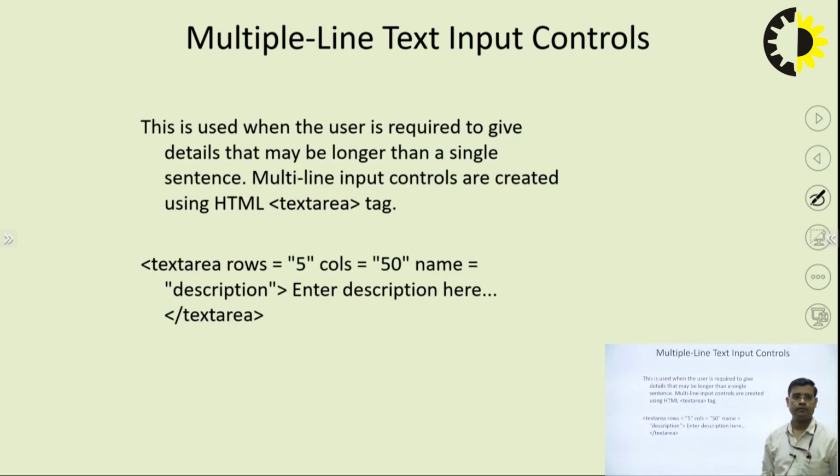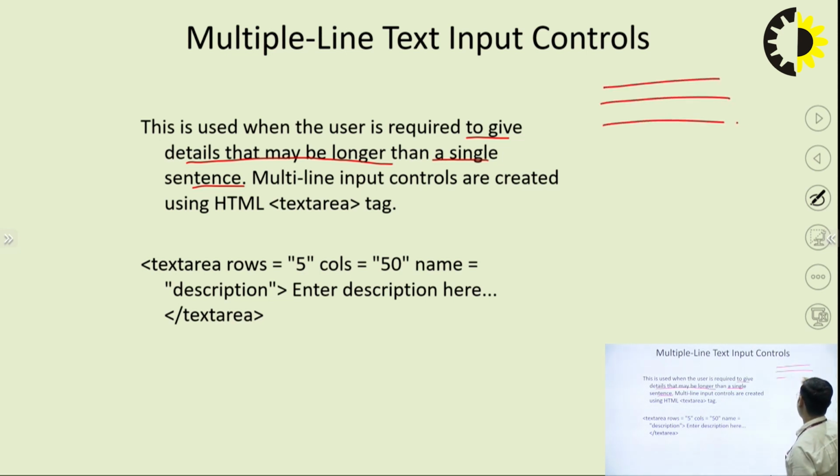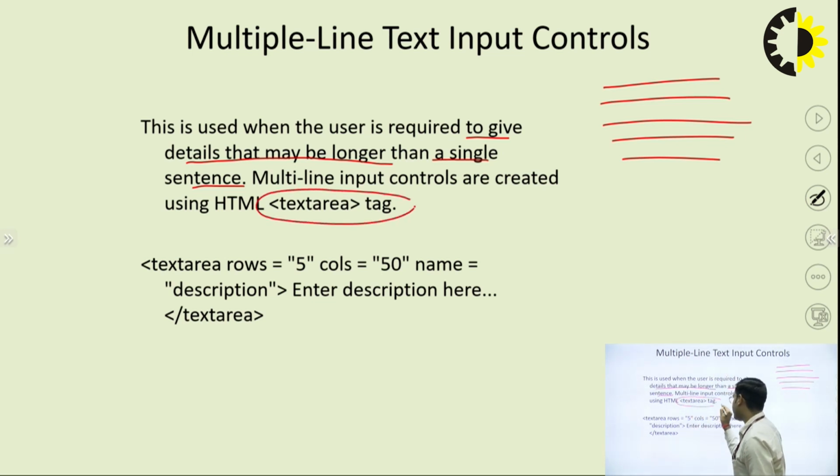Okay. Next, the multi-line text input control. I already discussed this with you. This is used when the user is required to give details that may be longer than a single sentence. If the user inputs more than a single line, then how can the user enter his or her details? We can use the multi-line text input control box. So how can we create this multi-line text input control? Using the textarea tag.